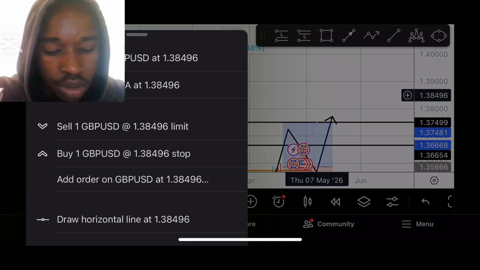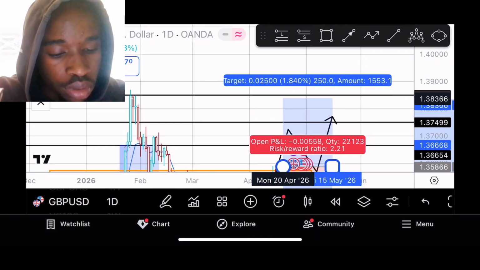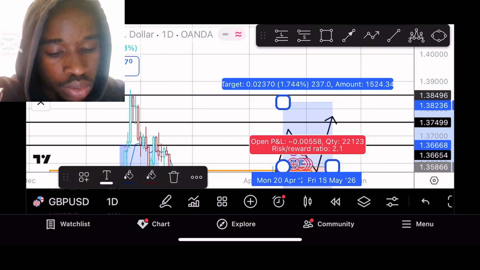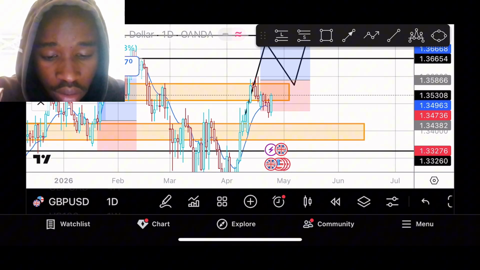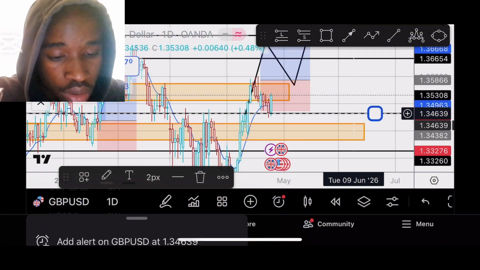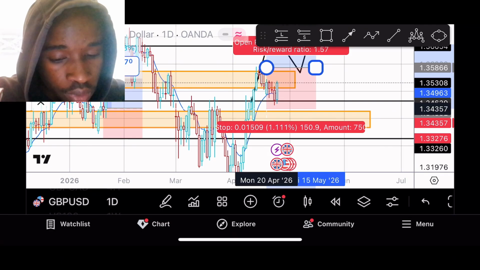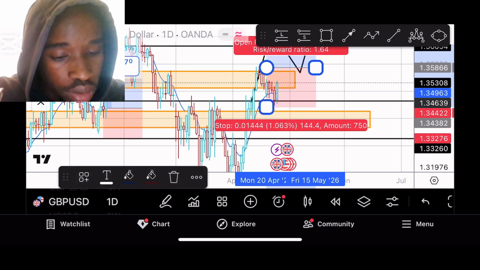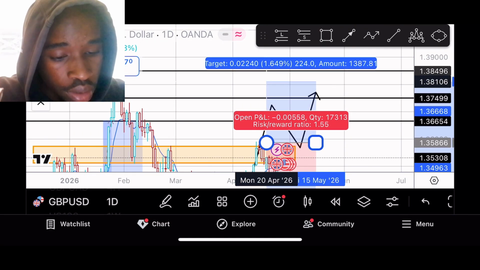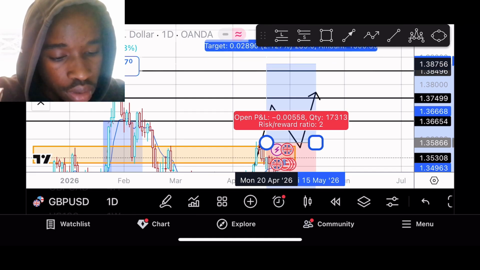So this was the highest point. Can we get a 2-to-1 off this point? I'm not greedy. Let's do 2-to-1. And yeah, this looks like it was respected as well. So personally, I would have had my stop loss just below here and aim for a 2-to-1 if I can possibly.